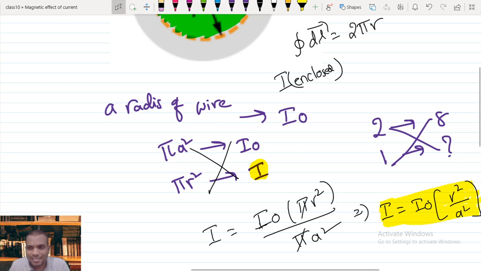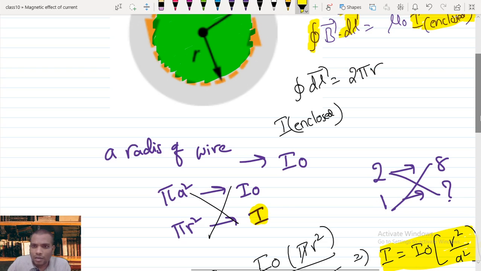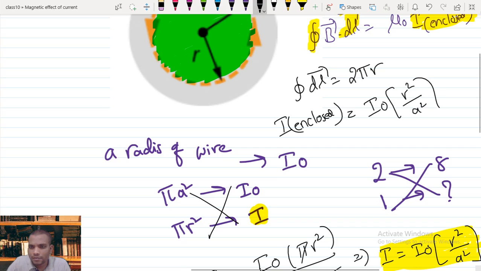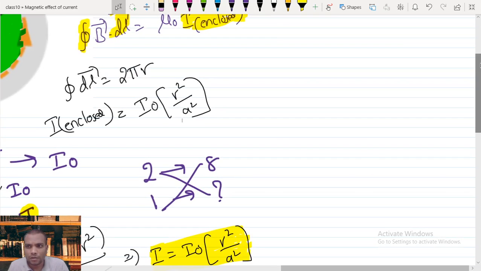Yeah, this value is less than that of the total current. Now here I got the current enclosed value. Current enclosed equals I naught r squared upon a squared. Now we got what we required. Just plug in the given formula.